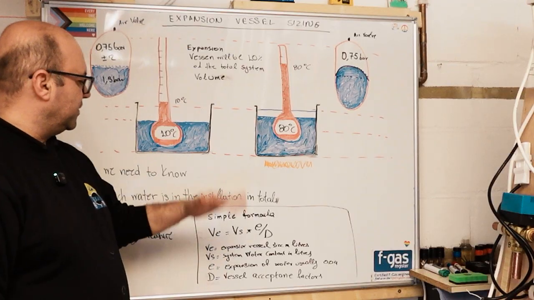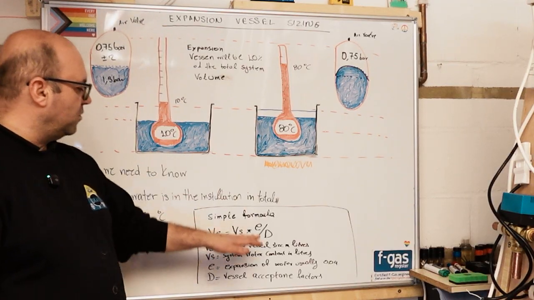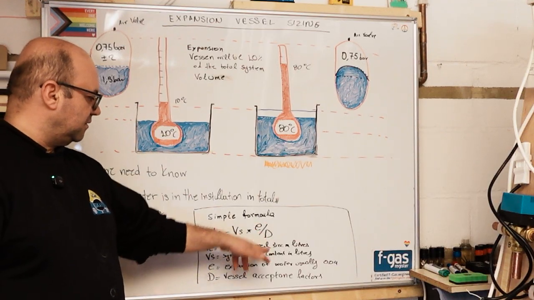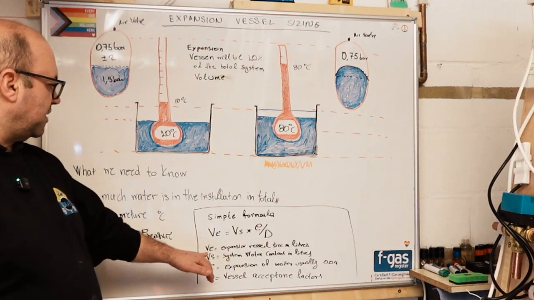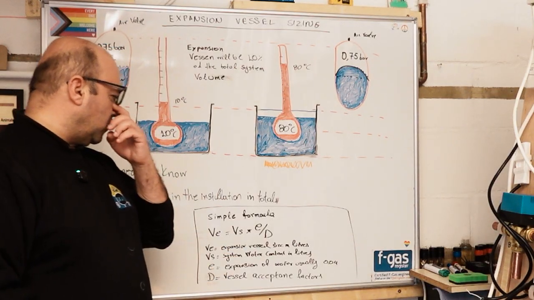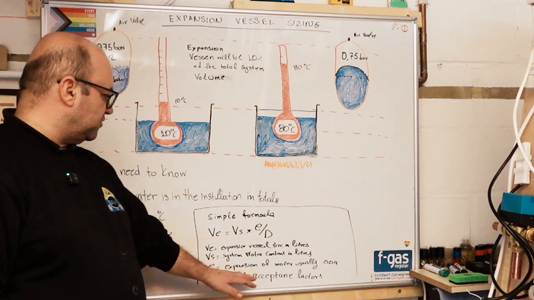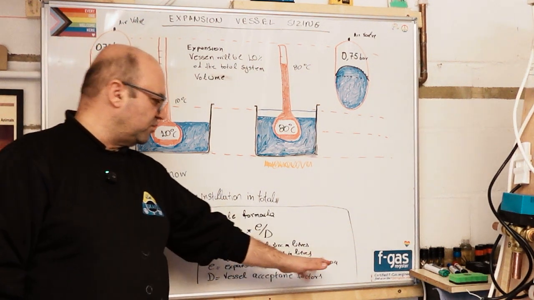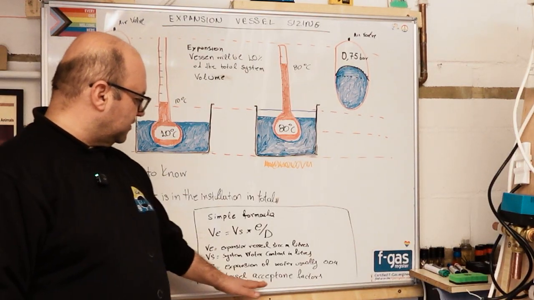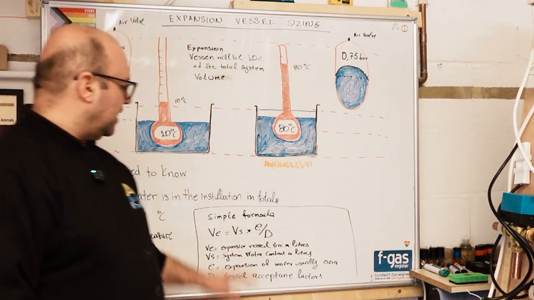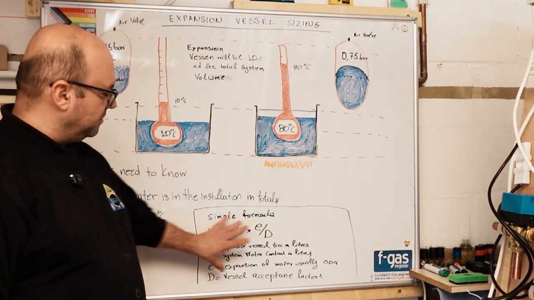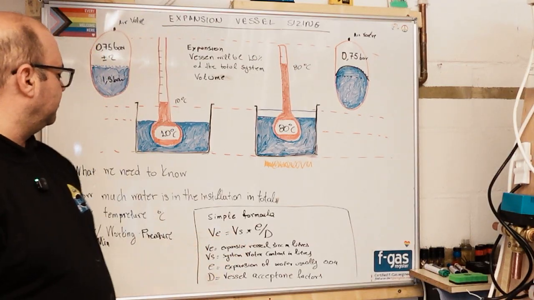And there is also another simple formula if you want to go even deeper. V equals Vs times E divided by D. V is the expansion vessel size in liters, Vs is the system water content in liters, E is the expansion of water, usually 0.04, depending on a lot of factors, and D is the vessel acceptance factor. This just gives you an idea how simple it can be, but don't go too deep.